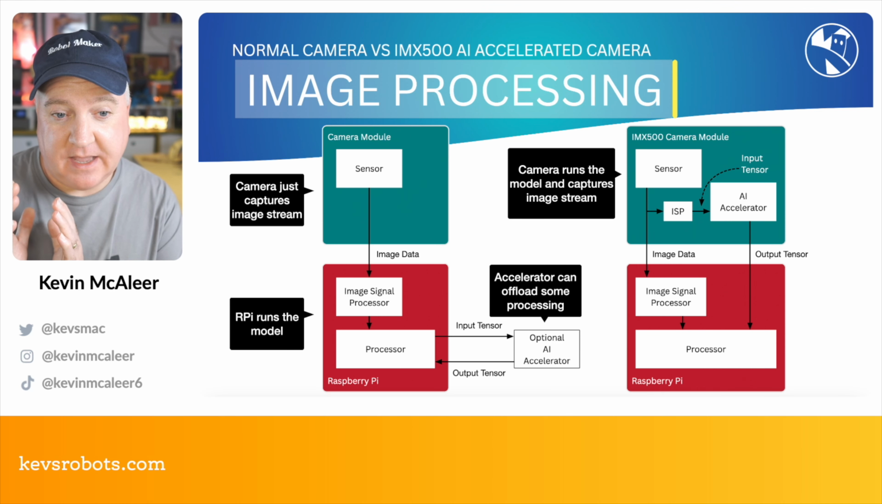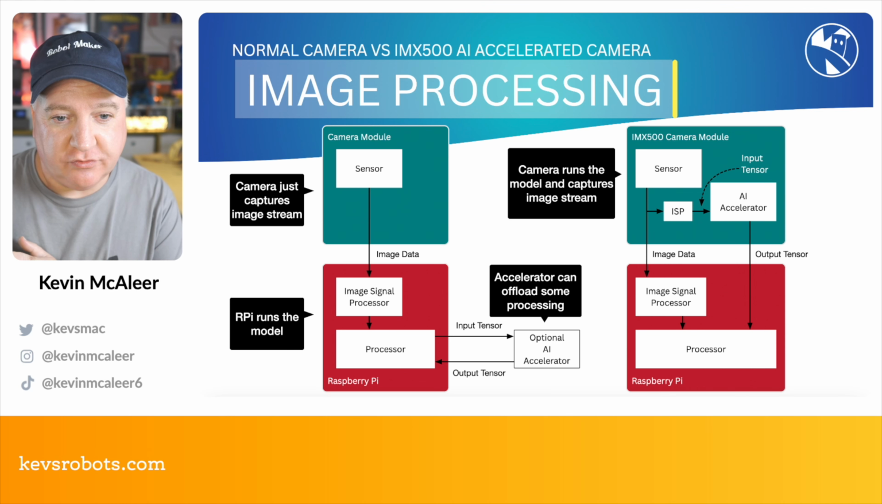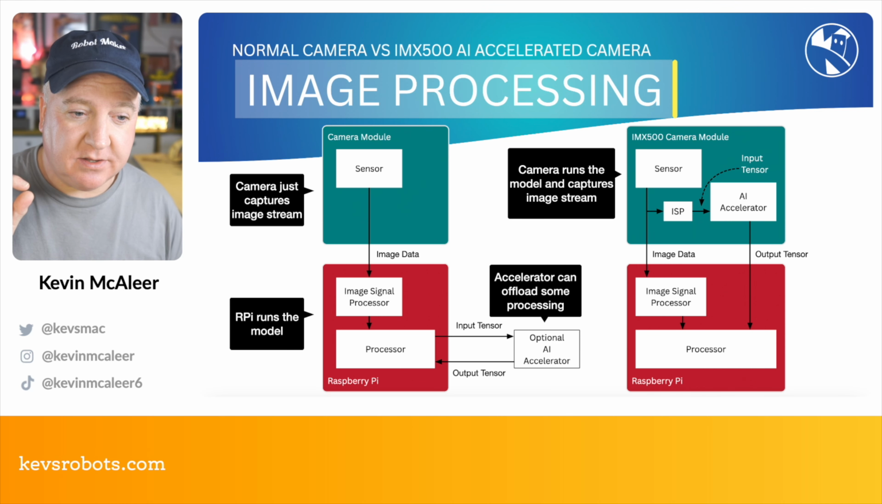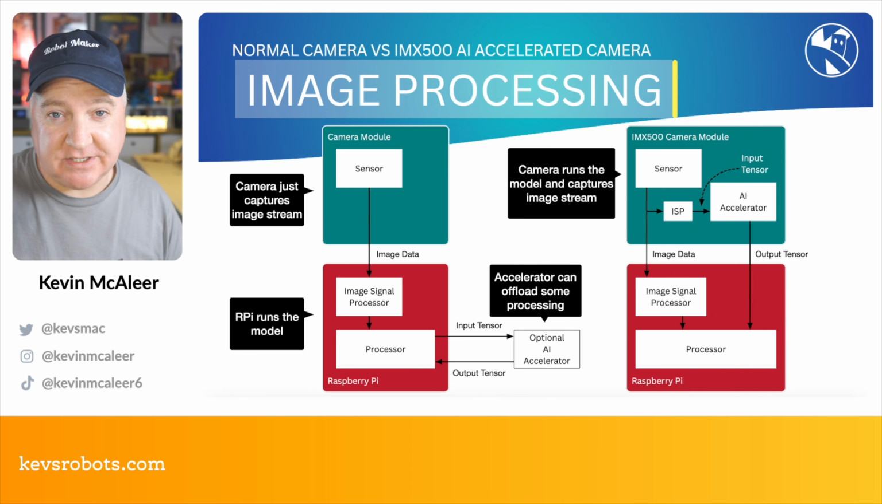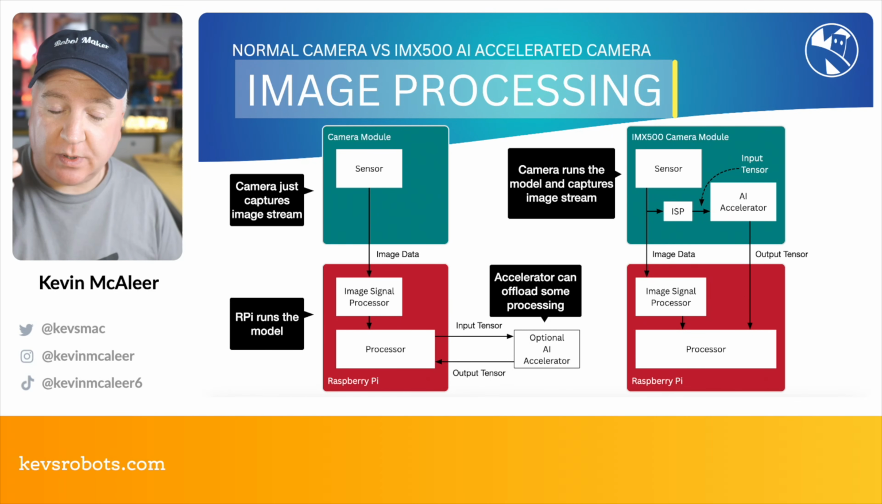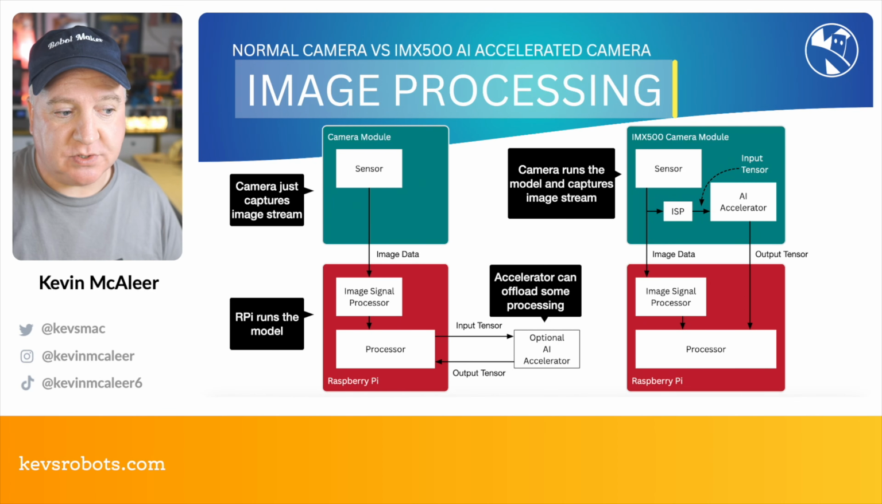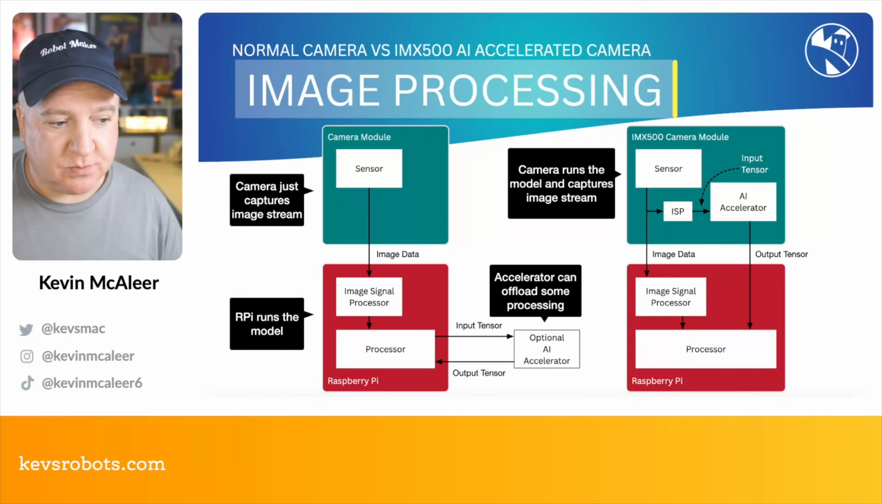On the AI camera itself, on the IMX500, they've got this image signal processor built into the camera itself. It's got the AI accelerator within the camera itself, and when it takes the image data, it can then run it through that image signal processor, and as well as giving out the video stream, it can also output the tensor information as well.